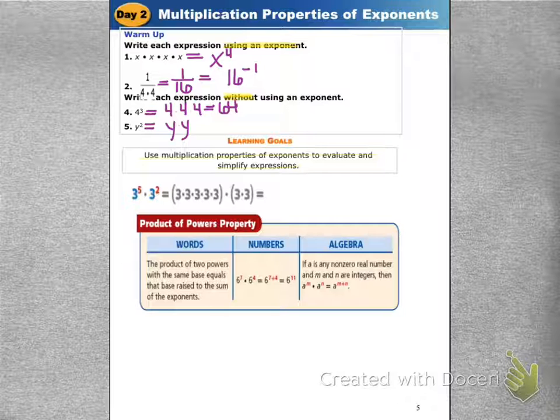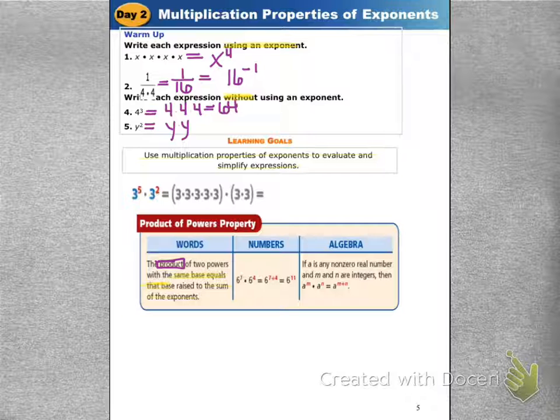What the product of powers property says is that the product of 2 powers with the same base, so they must have the same base, and we're multiplying, which is what product means, equals that same base raised to the sum of the exponents. So in other words, when you multiply 2 powers with the same base, you add the exponents.